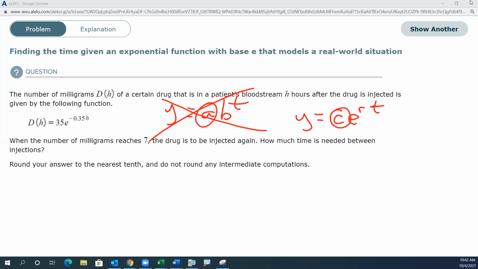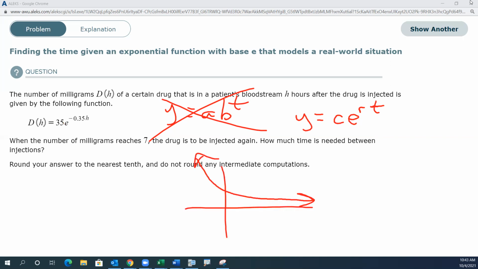C is like a, that's the initial amount, that's why it's out front. T is still time, and R is just that exponential rate, determining how fast things are growing. So when the number of milligrams reaches 7, so we start off with 35 milligrams in the bloodstream, and the bloodstream or the muscles and everything are absorbing it, so it's going down, down, down.